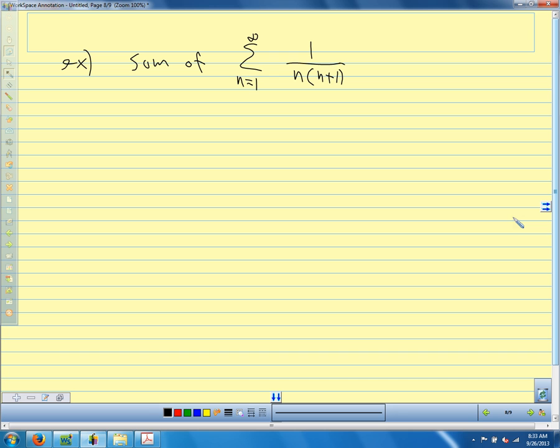Anybody have an idea of what we would do here? Let me write this out. What if we were looking at, rather than this series, the integral of 1 over n times n plus 1 dn? What integration technique would we use? Well, if we multiply it out, we would need something for our dn, right? Because this would be n squared plus n, and then dn would be 2n. Max got it. Partial fractions. Yes. So we use partial fractions.